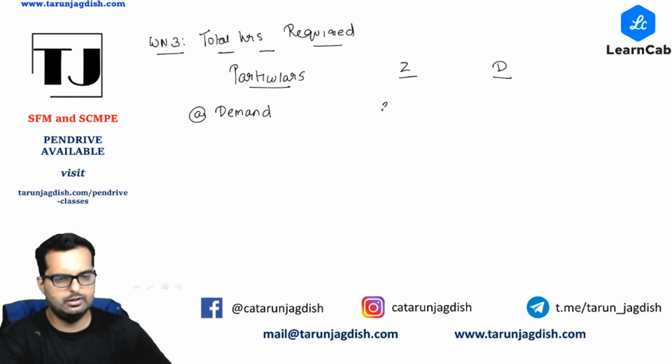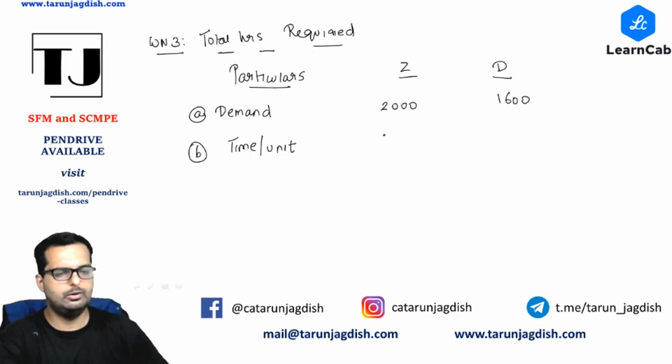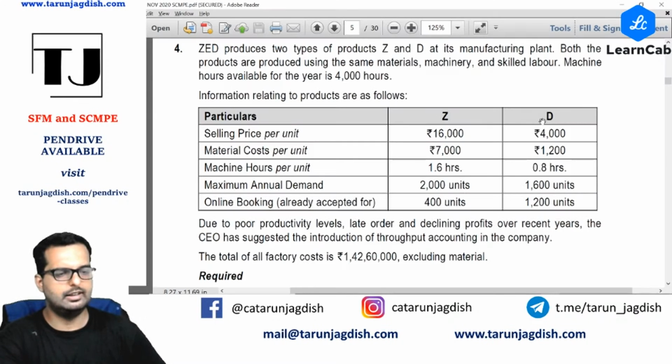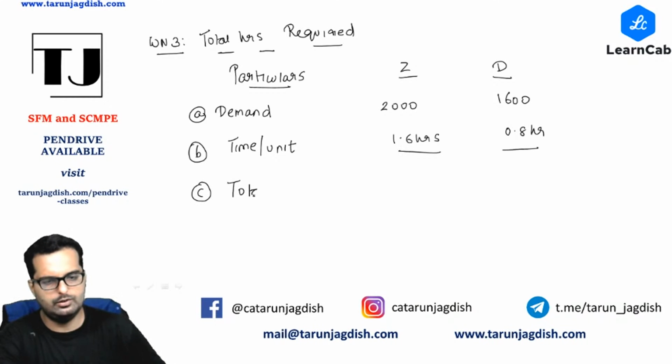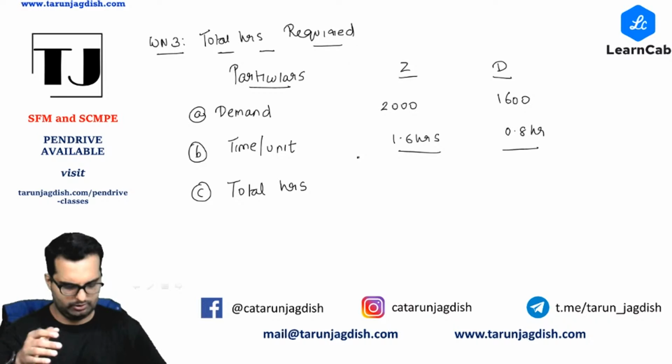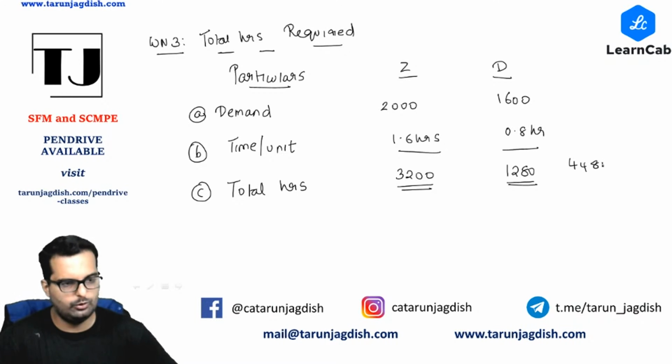What is the demand that is told over here? Is it told as 2,000 units for the first one, and 1,600 for the second one? Point number B would be time per unit. Is it 1.6 hours? And the second one is 0.8 hours. So from this we can find out our total hours. What is 2000 into 1.6? 3,200, and the second one would be 1,280. Once you add up these two numbers, the total hours required is 4,480 hours.